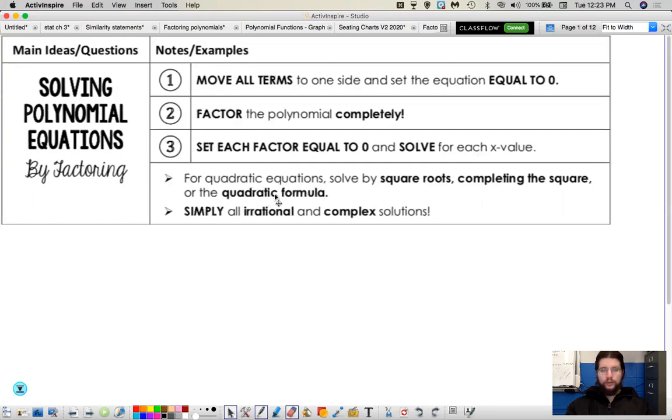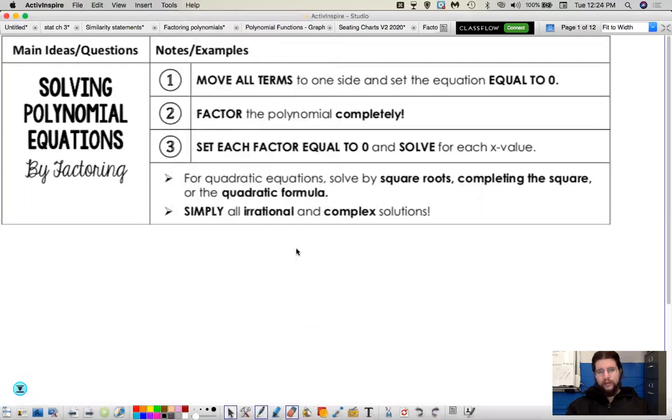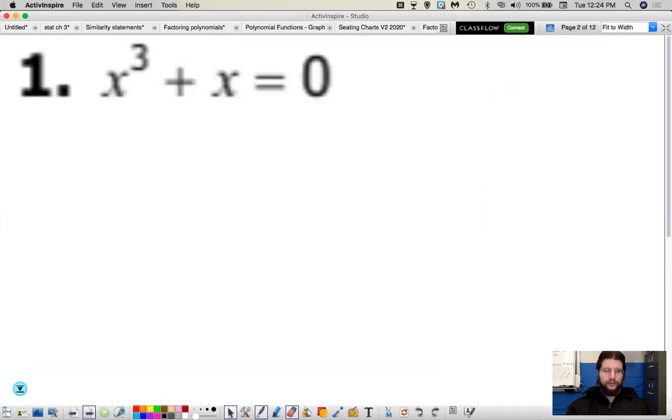We're going to use the quadratic formula, square root method, complete the square. No one's going to use complete the square, but you could. Most of the time, though, mode 5-3 is the way to go. Make sure you fully simplify all of your answers. Could have irrational and complex solutions. Let's get down to it.